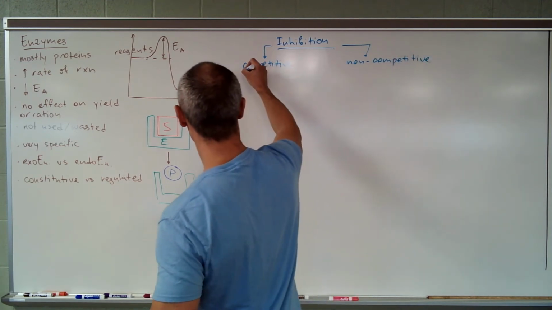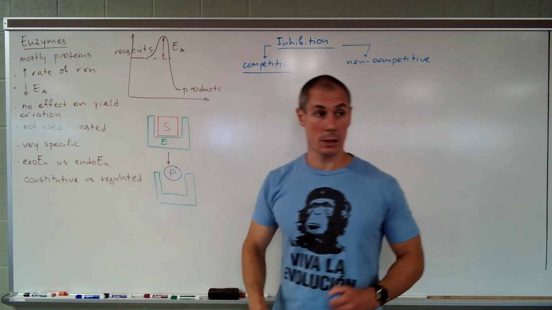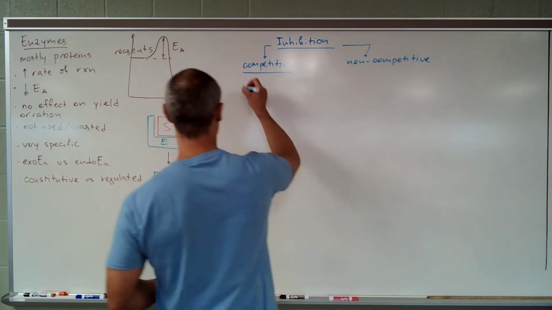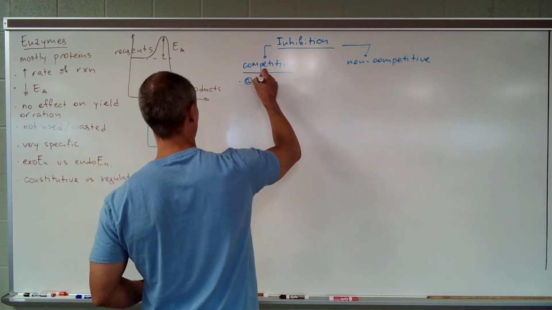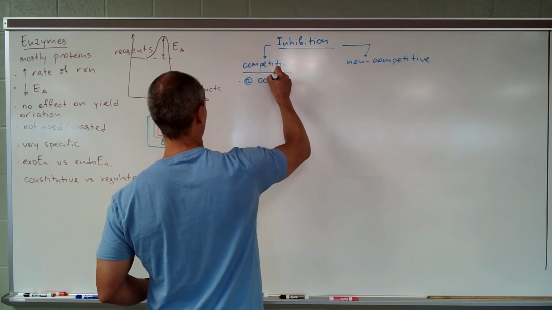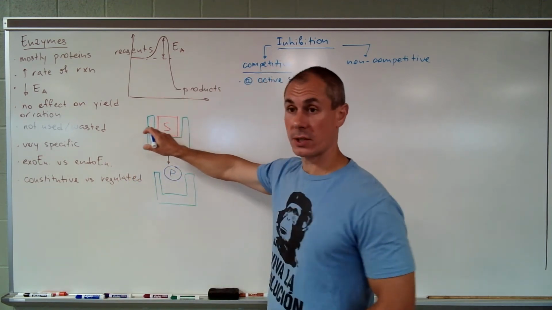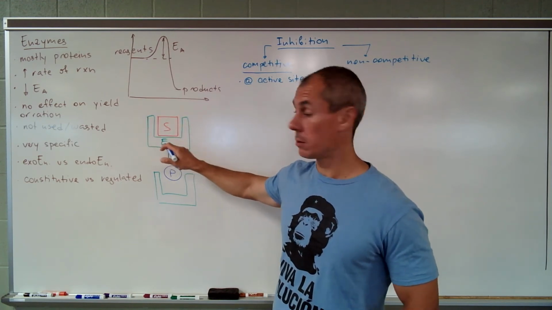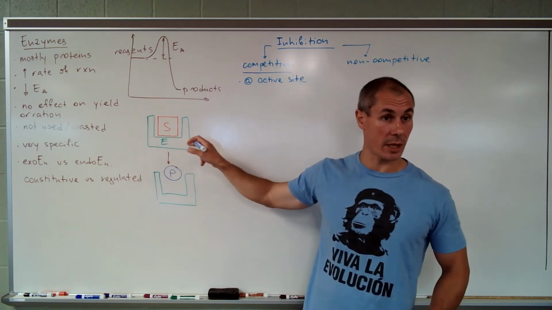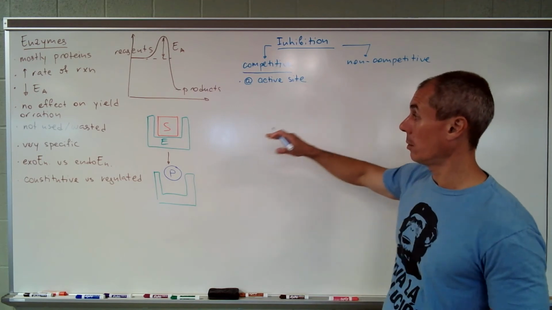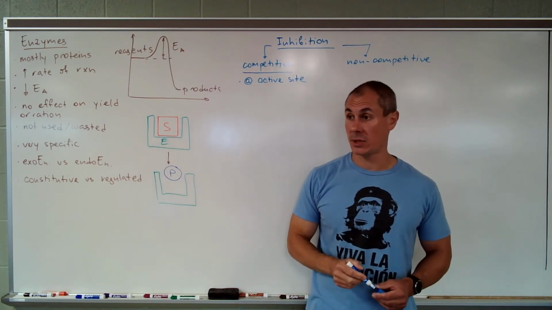So competitive inhibition is when an inhibitor binds to the active site. So this is the active site of the enzyme. This pocket here that I pictured is the active site of an enzyme. So the inhibitor binds at the active site.